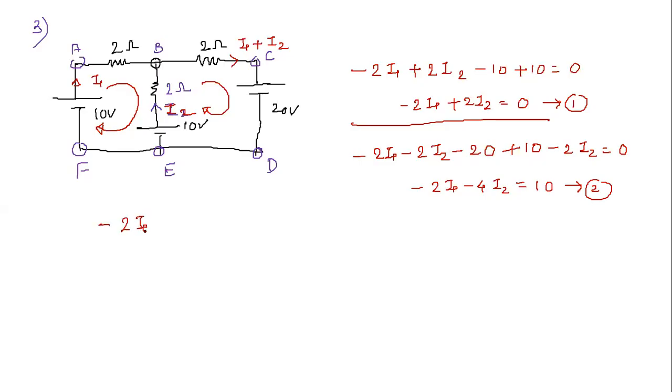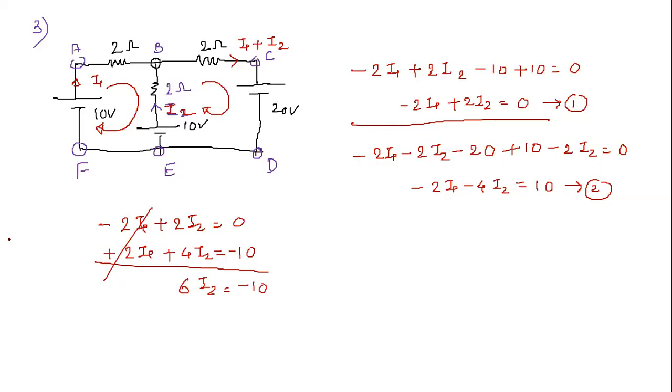Minus 2I1 plus 2I2 is equal to 0. Is equal to 10. I can multiply this by a negative sign. I'll multiply this one so that this will be minus. Right, so this gets cancelled. This one is 6I2 is equal to minus 10.